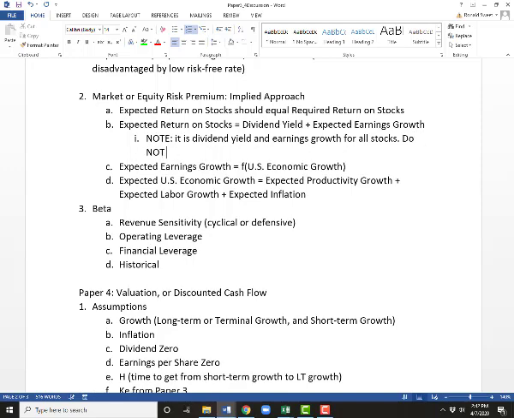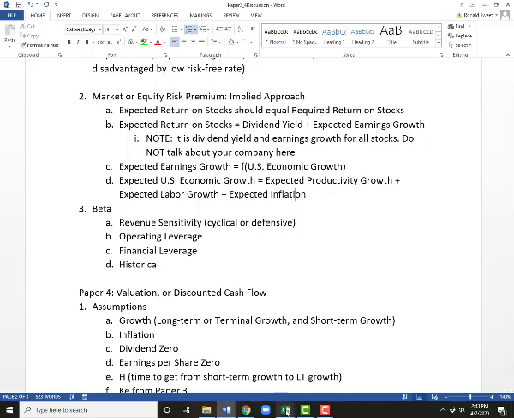Do not talk about your company here. It has nothing to do with your company. Your market risk premium is the same for every company you analyze. Doesn't matter. You're looking at the dividend yield of the market and you're looking at the expected earnings growth.